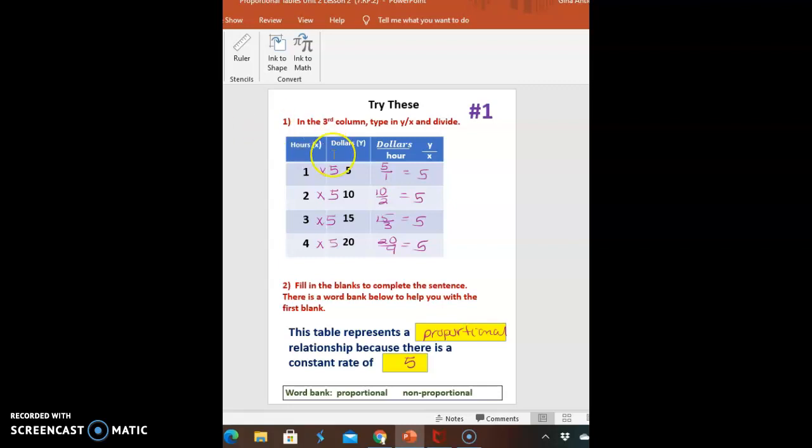So one last thing I want to point out, from x to y, the numbers get bigger, so our unit rate is greater than 1. It's 5. And in the second example, our numbers are getting smaller as we go from x to y, so our unit rate is less than 1. So if the numbers get smaller, our unit rate is going to be smaller than 1. Great.